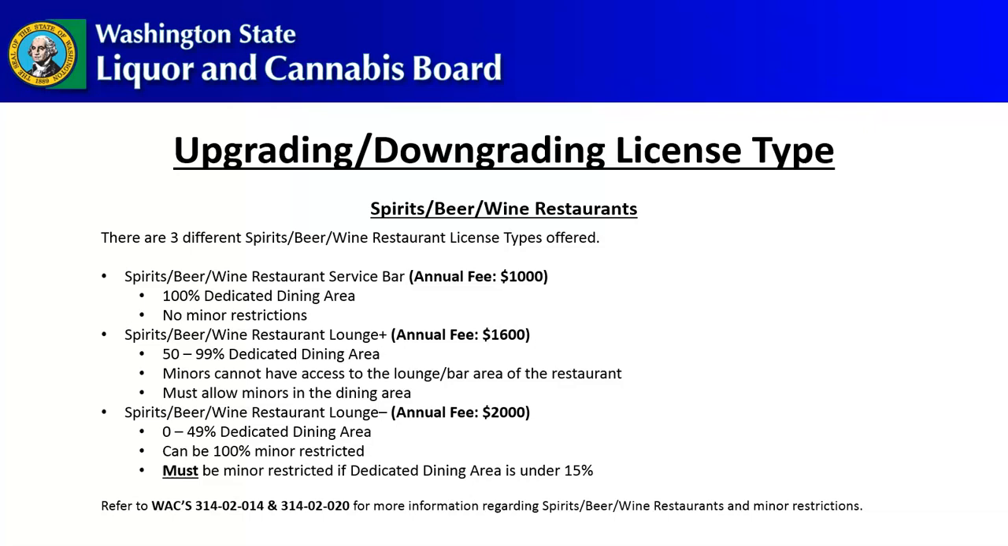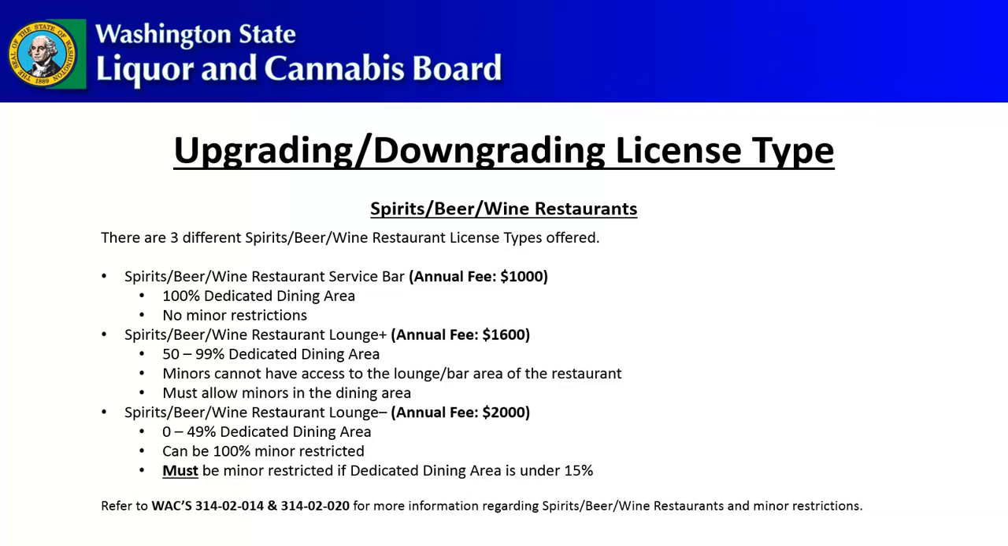As far as spirits, beer, wine restaurants go, we offer 3 different types of licenses. The service bar, which carries an annual fee of $1,000, the Lounge Plus, which carries an annual fee of $1,600, and the Lounge Minus, which carries an annual fee of $2,000. As you can see, the dedicated dining requirements are different for each license. The service bar license requires 100% dedicated dining, and there can be no minor restrictions of any kind.